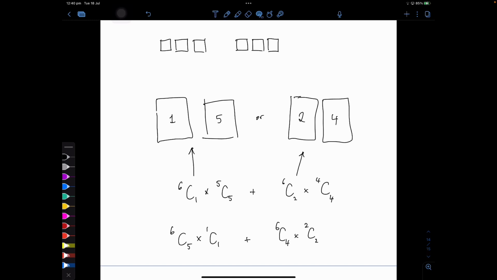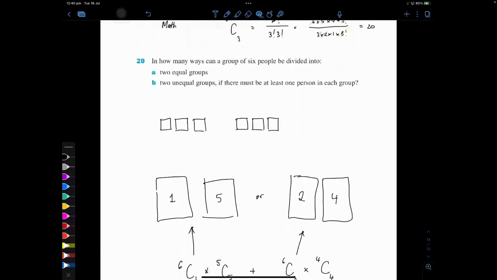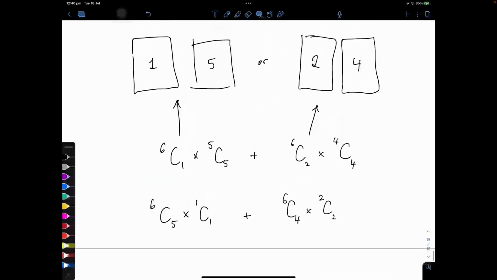Guys, can you have a look at this one here? We've just explained some logic here for the unequal groups question, right? So if we have 6 people, we divide them into 2 unequal groups. There's 2 ways to look at it, right? If you have 6 people, you choose one person for the first group, right? So this position here is going to be group 1. This position here is group 2.